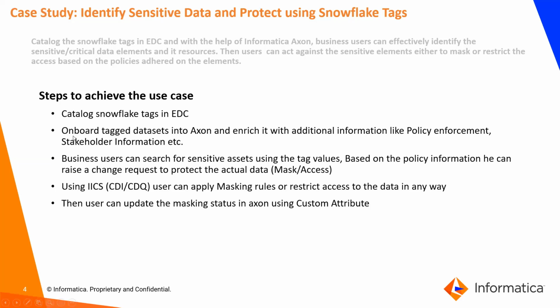Now let's understand how we can solve this use case using Informatica products. Since the user has already associated the tags to the objects at the Snowflake level, using Enterprise Data Catalog, the user can create a Snowflake resource, which will extract all the metadata belonging to that Snowflake resource, including the tags and their related objects. Once the metadata is cataloged in EDC, the user can onboard these critical data elements into Axon, where the data owner can enrich them with stakeholder information, policy enforcement, etc.